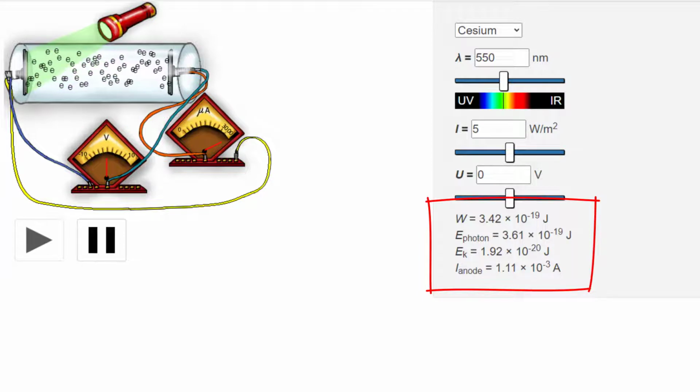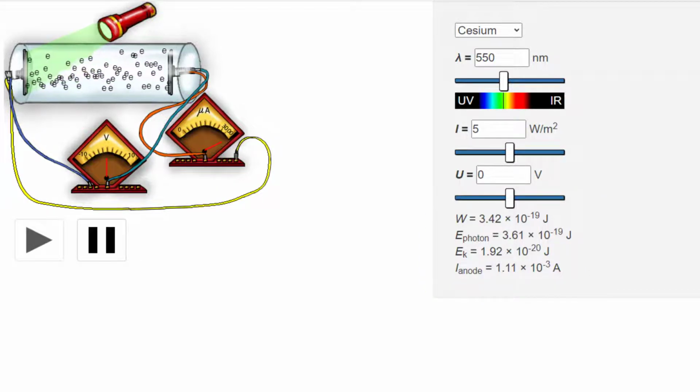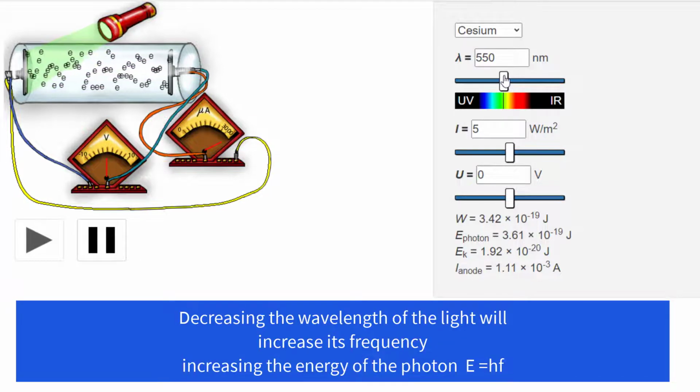Now the question says we have to increase the energy of the beam of light, and we've got to keep the radiance constant. So what I do is I'm going to increase the energy of the incoming photons by reducing the wavelength, because if I reduce the wavelength I'm increasing the frequency of the light, and if you increase the frequency of light the energy of the photon is going to increase. So if I just decrease the wavelength, I'll take it down to about 350.